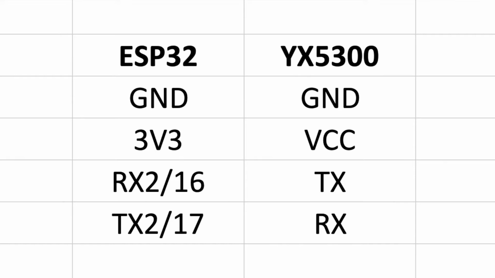The reason for that is that when the module sends to the ESP32, it's going to be received, and when the ESP32 sends out, it's going to be received by the module. That's why TX goes to RX and vice versa, not to keep the same label.